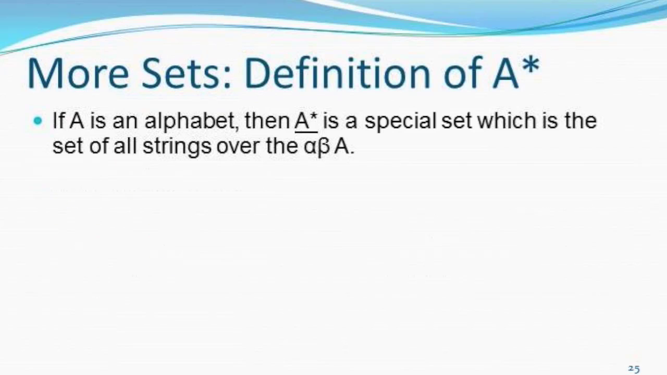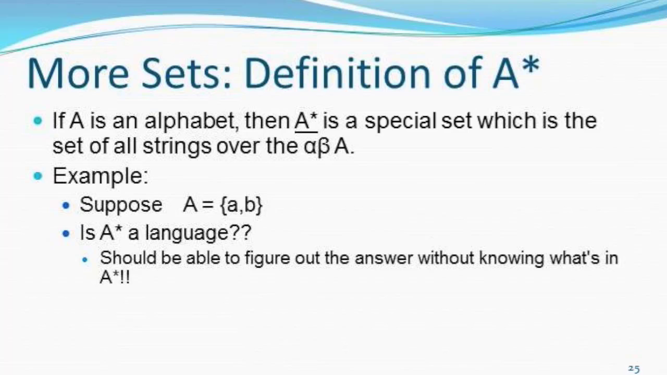Yet another definition. If A is an alphabet, then A star is a special set, which is defined to be the set of all strings over the alphabet A. So let's do an example. Suppose A is the set containing just 2 symbols, A and B. My first question for you is, is A star a language? You should be able to figure out this answer without knowing what's in A star, because what's the definition of a language? A language is a set of strings. And A star, by definition, is a set of strings. So A star is definitely a language.